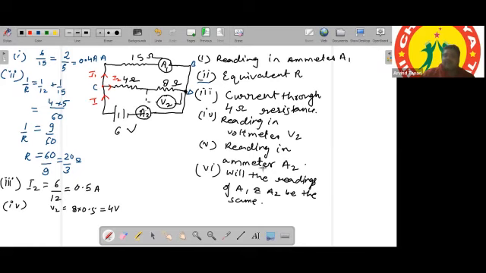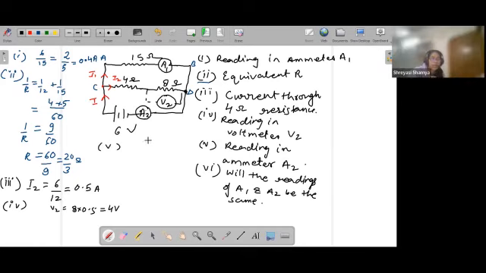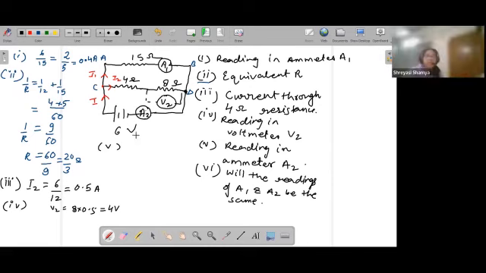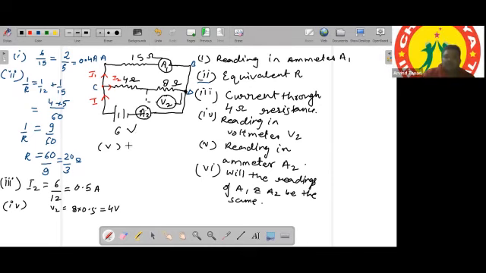Now reading in ammeter A2. What will be the reading of the ammeter A2? The fifth one. 0.4 plus 0.5. So what is that answer? 0.9. So ammeter A2 will show you a reading of 0.9. So here A2 equals 0.9 ampere.